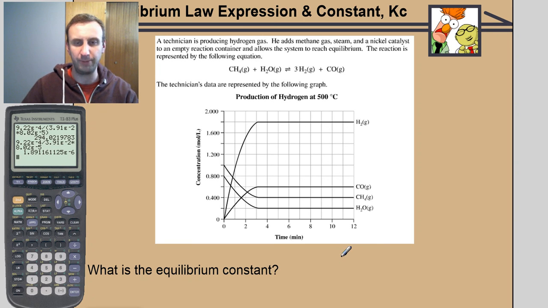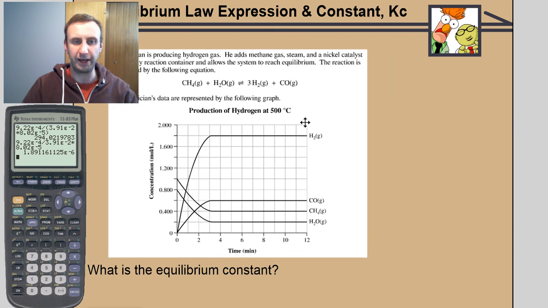I'm gonna have to move things around a bit to get some room for doing the work on this slide. But a technician is producing hydrogen gas. He adds methane gas, steam, and a nickel catalyst to an empty reaction container and allows the system to reach equilibrium. The reaction is represented by the following equation. CH4 gas plus H2O gas makes 3H2 and CO gas. And then I have the data.